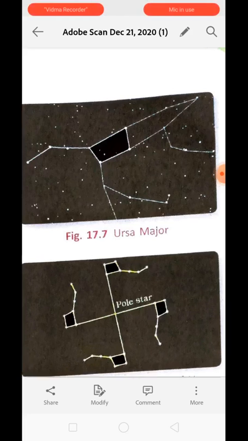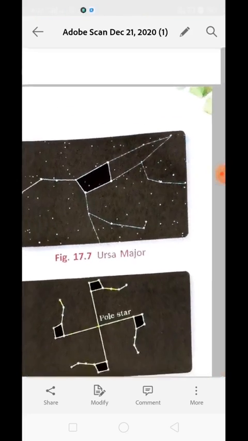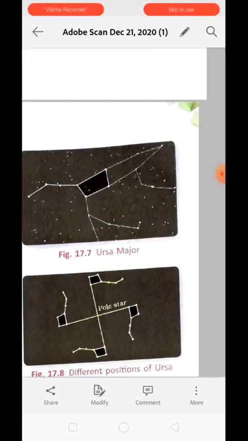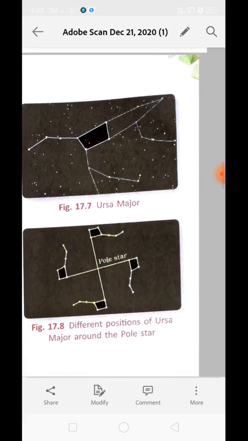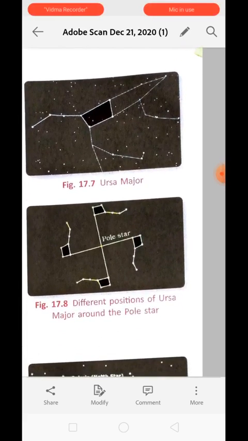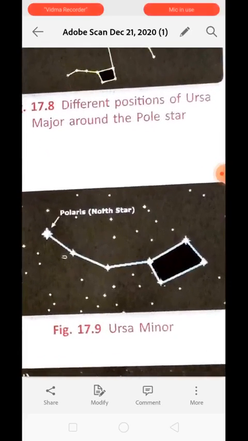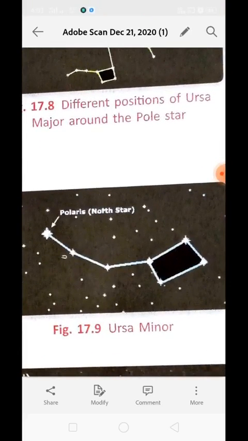Understood? So this is the first constellation that we have been talking about. 7 members are present over here and they appear to be rotating around the pole star. It is also known as Brihat Saptarishi, or we can call it the Great Bear. Now the next is Ursa Minor. See over here. This is Ursa Minor.